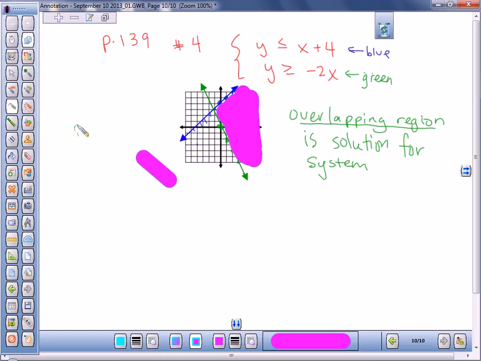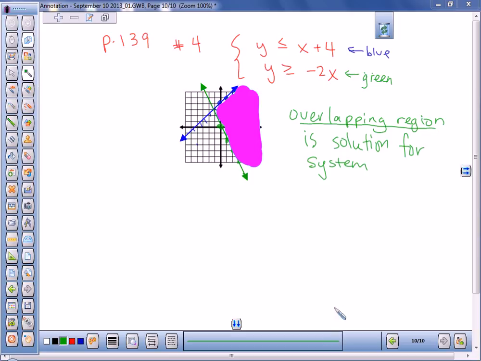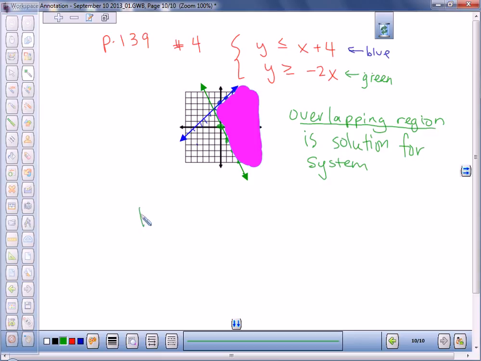Any questions? Okay. You have a little bit more practice on inequalities tonight. Your homework is in your workbook. It starts on page 132 with 2 through 6. And then we're going to skip over to page 139, and you're going to do 4 through 7. And then tomorrow we get to start the fun stuff. What's the fun stuff? Linear programming.